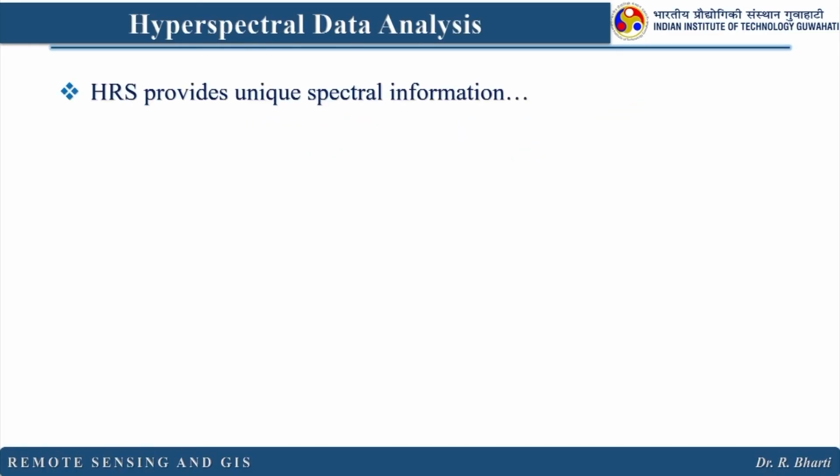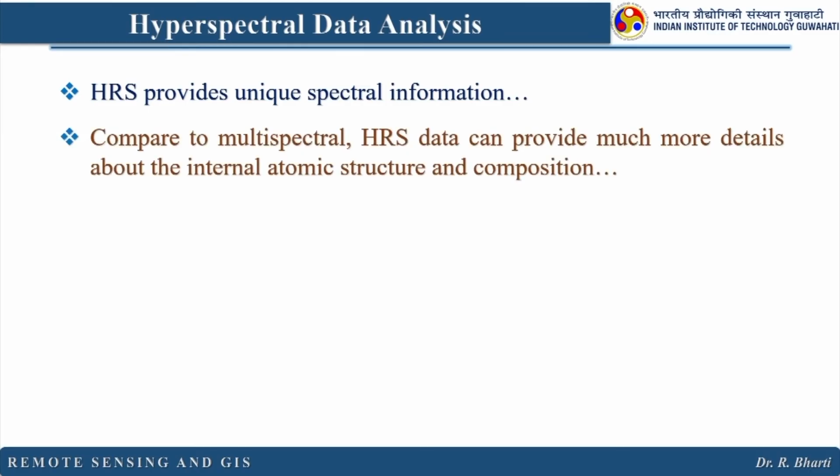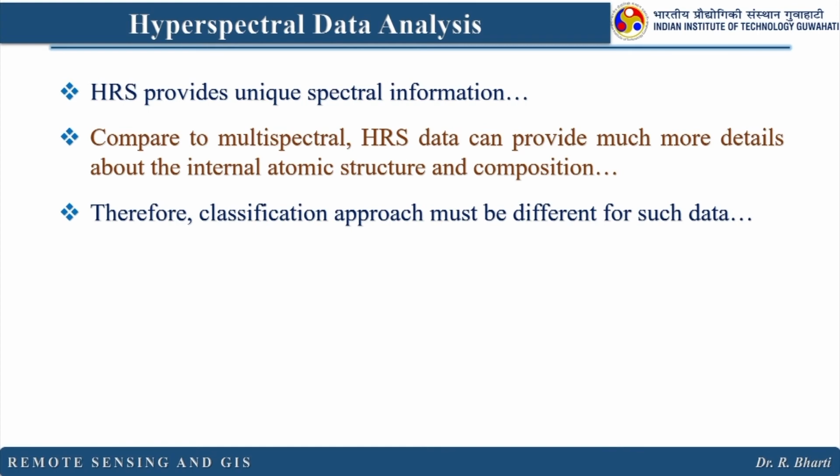So, in hyperspectral remote sensing data analysis, we have certain advantages that I want to highlight. Hyperspectral remote sensing provides unique spectral information which we cannot have with multispectral and panchromatic data. Compared to multispectral, hyperspectral data can provide much more detail about the internal atomic structure and composition. Why? Because our bandwidth is less and the number of bands is more, and they are contiguous in nature, right. Therefore, the classification approach must be different for such a data set.